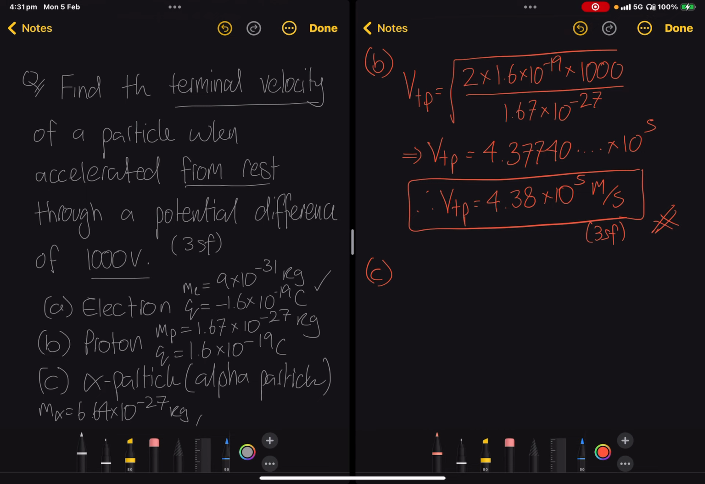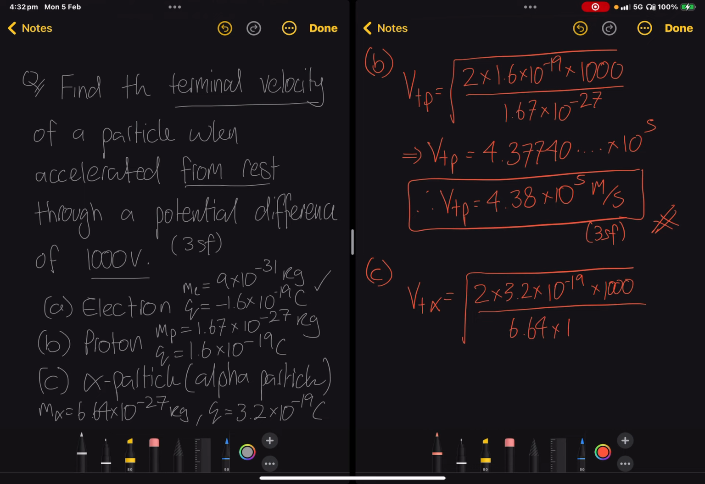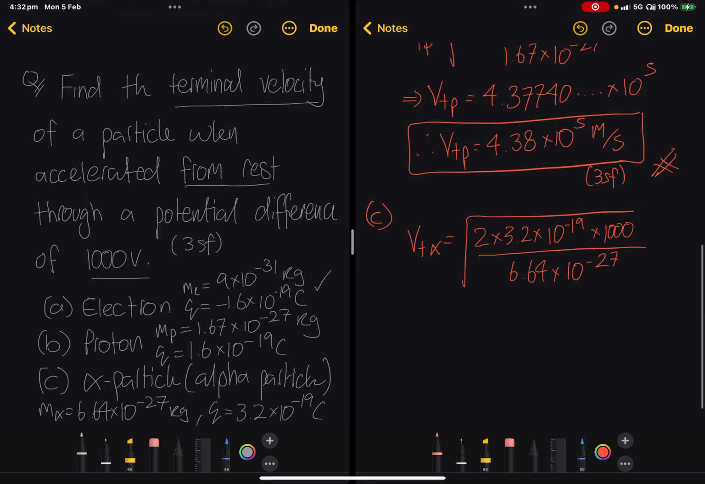And the charge associated with an alpha particle is +2 because it has 2 protons. So the charge is going to be double the charge of a proton. So the charge here, Q, will be about 3.2 times 10 to the minus 19 coulombs. So the terminal velocity of an alpha particle will be the square root of 2 times 3.2 times 10 to the minus 19 multiplied by 1000 divided by the mass, which is 6.64 times 10 to the minus 27. So terminal velocity of the alpha.